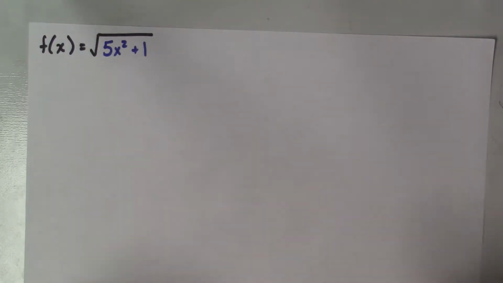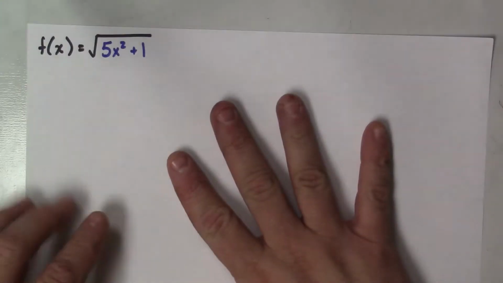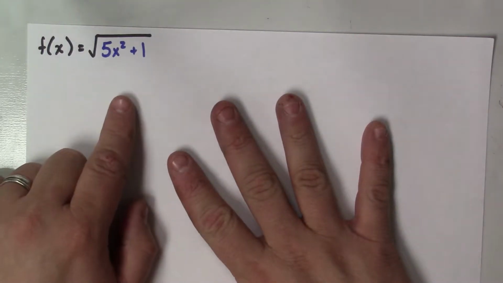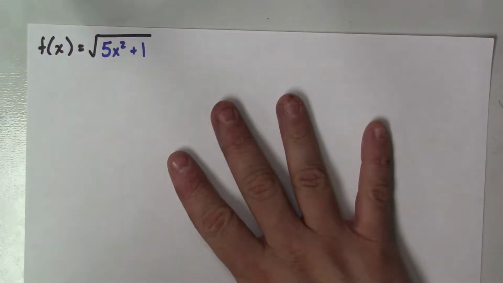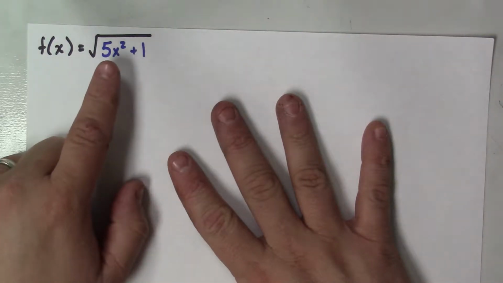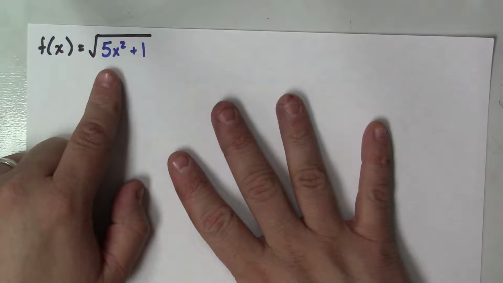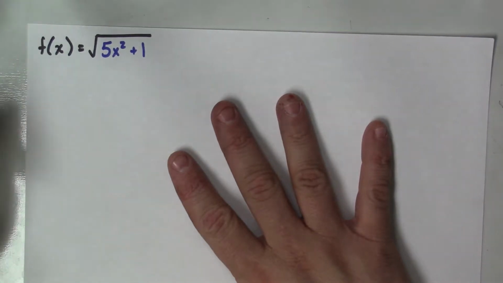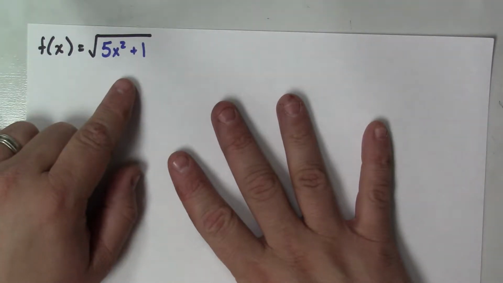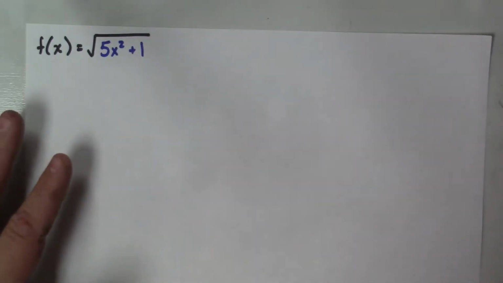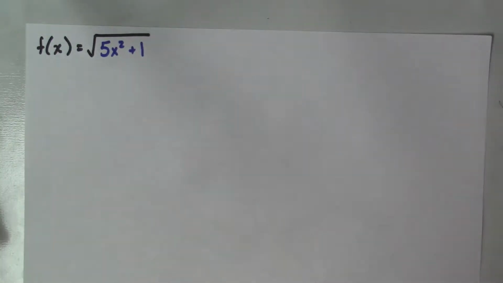This video is continuing our conversation on the chain rule. This video is going to focus on finding the derivatives of powers and rational powers as well as rational functions using the chain rule. So our first example here, we're looking at f of x equals the square root of 5x squared plus 1.